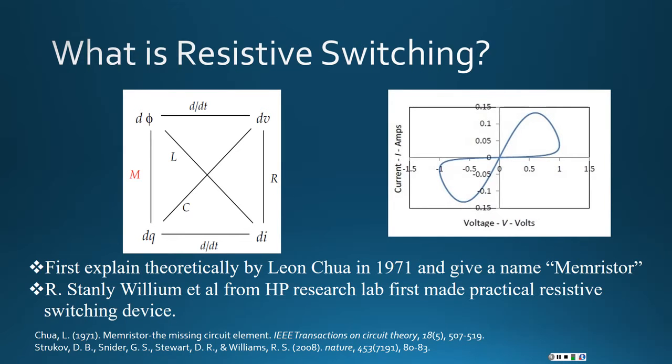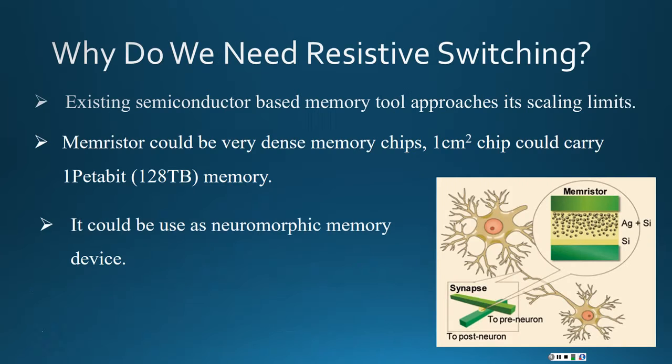So how does this switching work? In the device, if we increase the voltage in a positive direction, the conductivity increases, and it can keep the memory of that conductivity. If you apply the reverse bias, it gives you the previous resistance. So we are going to make devices with these properties, but the question is why we need these properties.